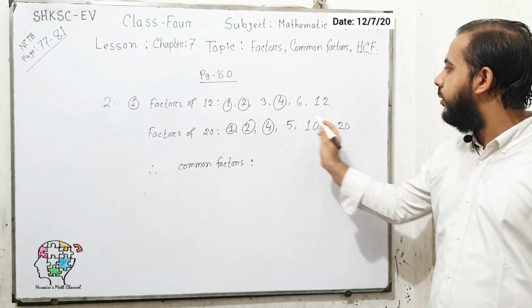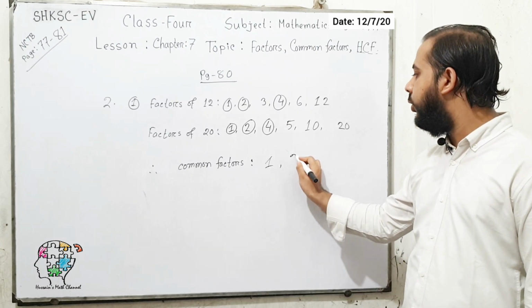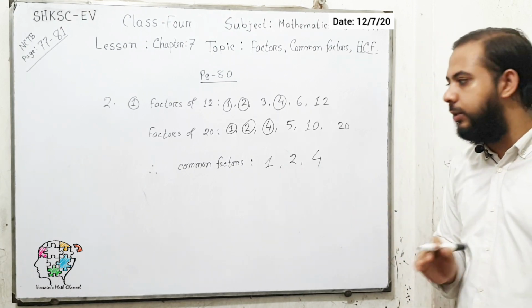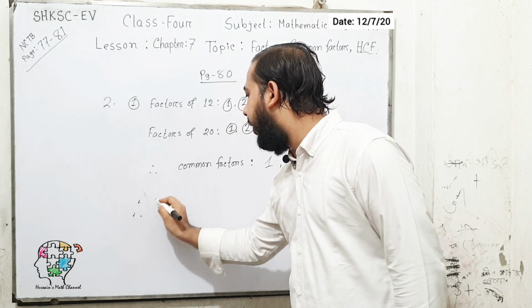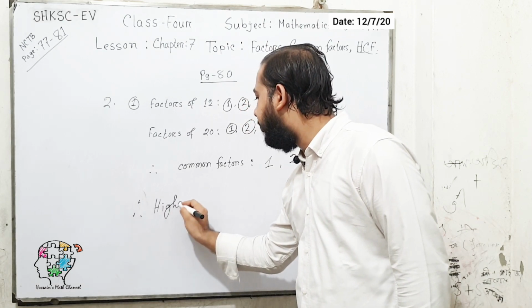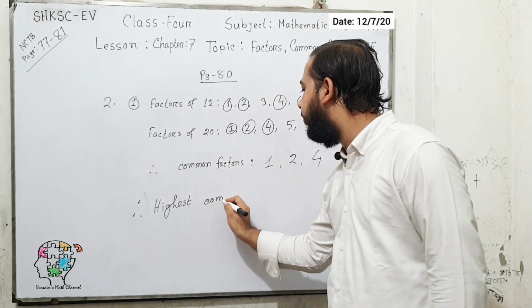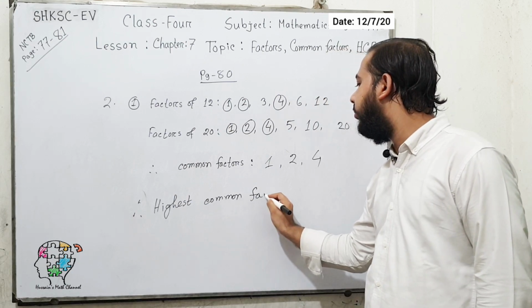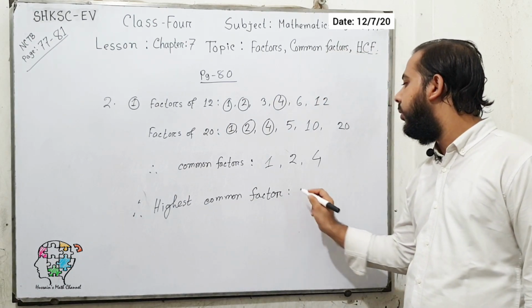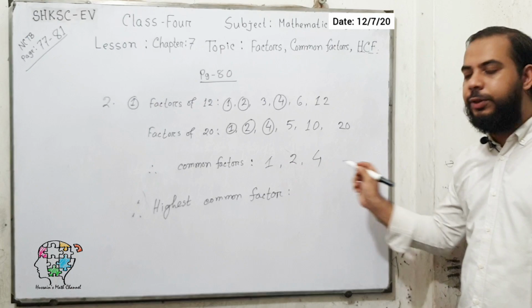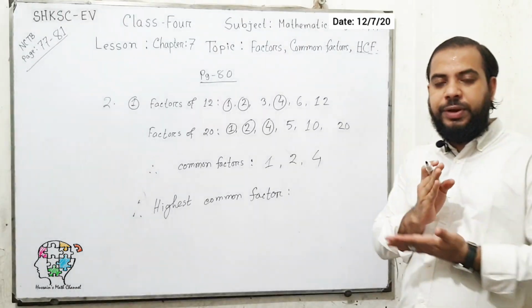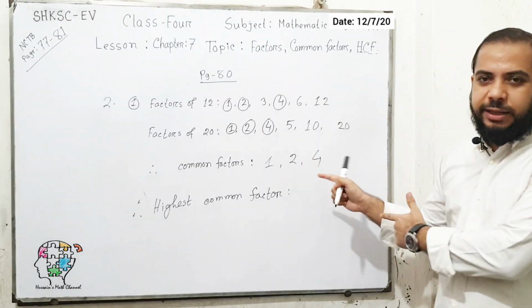No other number. So 1, 2 and 4. These 3 are the common factors. Now finally, if we find the highest common factor, which is the highest number between these 3. In LCM we find the lowest number, in HCF we find the highest number.